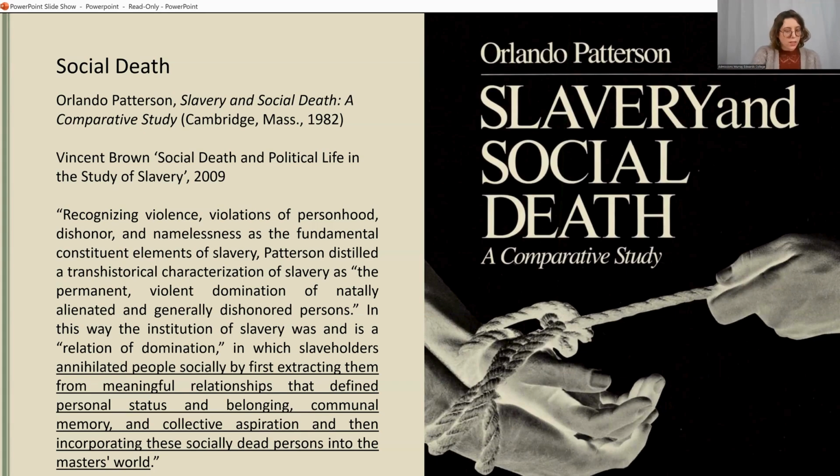He talks about Patterson's account, and he says, in Social Death, Patterson recognized the centrality of violence, violation, and dishonor to models of slavery across different societies, and saw slavery as an institution in which slaveholders annihilated people socially by first extracting from them meaningful relationships that defined personal status and belonging, communal memory, and collective aspiration, and then incorporating these socially dead persons into the master's world.